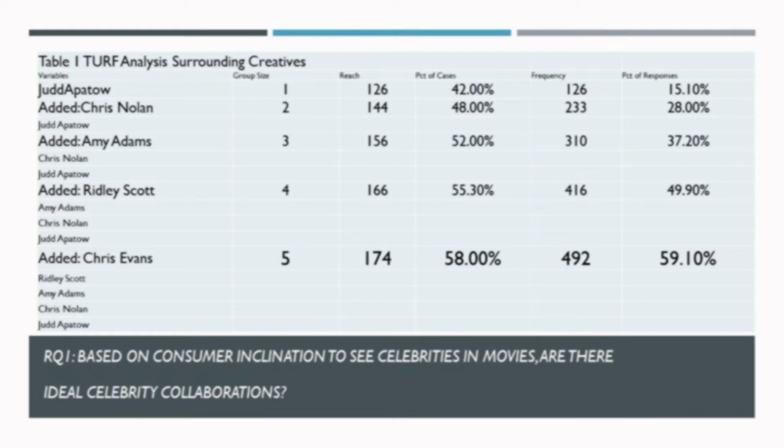Their reach is profound. By the time we've added Chris Evans to the Ridley Scott, Amy Adams, Christopher Nolan, Judd Apatow movie, we've reached 58% of our customers. And the frequency with which they've engaged in these ingredients is 59% of all frequency engagements. So this is really high. Already, if we have a movie with Chris Evans, with Amy Adams, and perhaps produced by Ridley Scott and Chris Nolan, and maybe Judd Apatow directs it, that's a lot of star power involved in the movie itself.